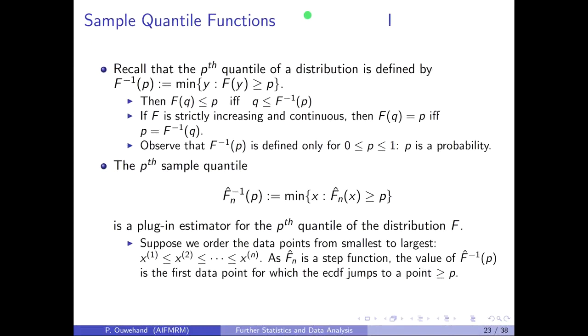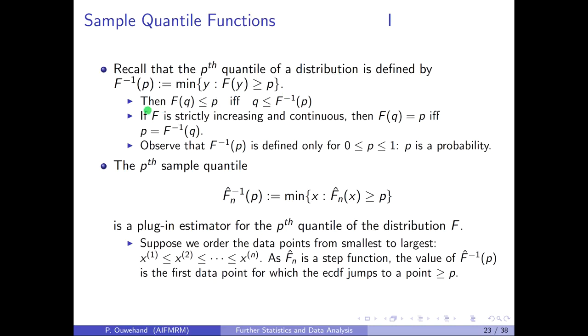Next, a reminder about quantile functions and sample quantile functions. The quantile function associated with the distribution F is denoted by F inverse. For a number p between 0 and 1, in other words for a probability p, the pth quantile of a distribution is defined as follows. F inverse of p, or the quantile function evaluated at p, is the least y for which the distribution function evaluated at y is greater than or equal to p.